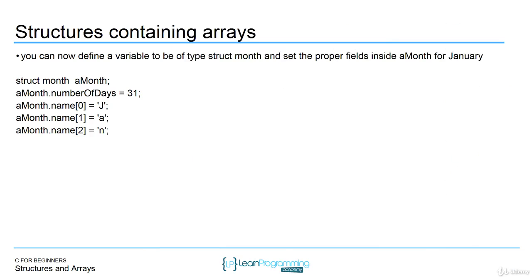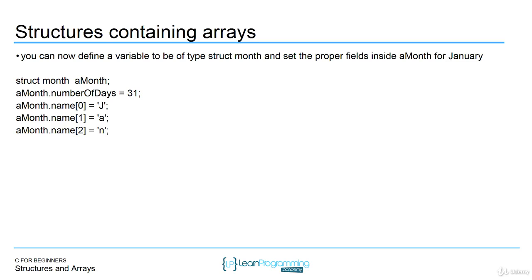So here we create a struct. It's of type month. The variable name is a month. We don't initialize it with anything. We immediately set a month number of days to 31. We use that dot member selection operator. And then when we want to assign to the character array, we can't assign directly to a character array. You'd have to do a strcpy or something if you wanted to assign everything.